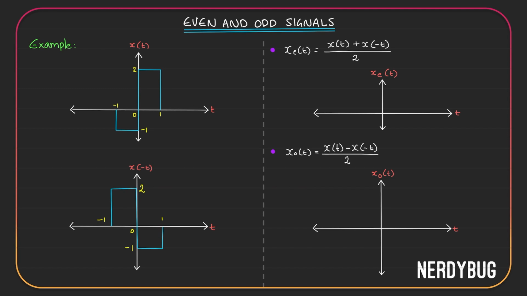Now let's try to find out the even component. Even component is x of t plus x of minus t divided by 2. So on this side, x of t has 2, x of minus t has 1. We have to add them.